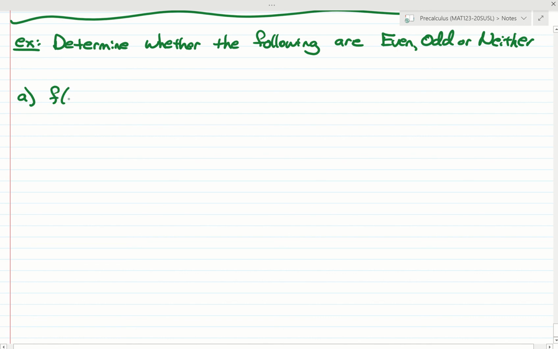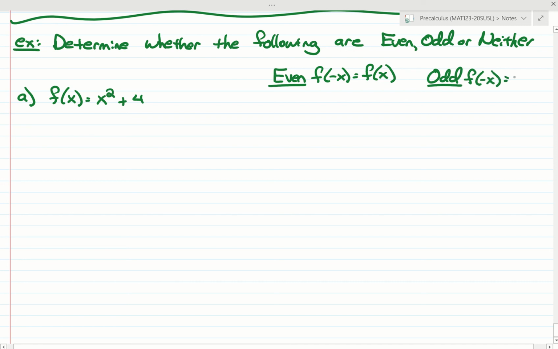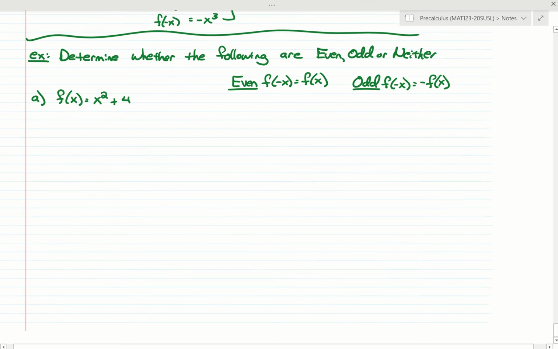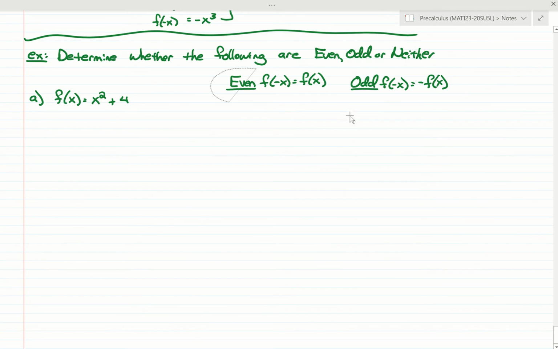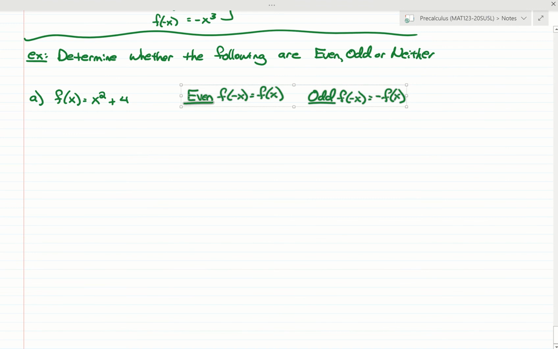Say f of x is equal to x squared plus 4. Well, if it's even, what that means is if we plug in the opposite of x, we'll get f of x, the same exact thing. If it's odd, if we plug in f of negative x, we'll get the opposite of f of x. And if it's neither, we'll just not get either of those. So let's see what happens.